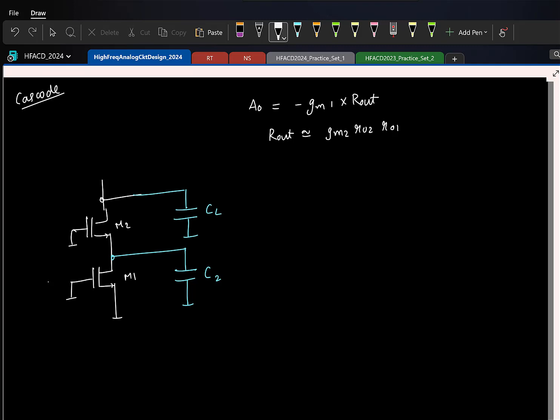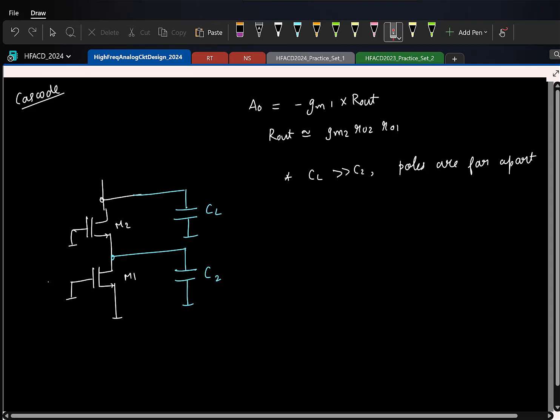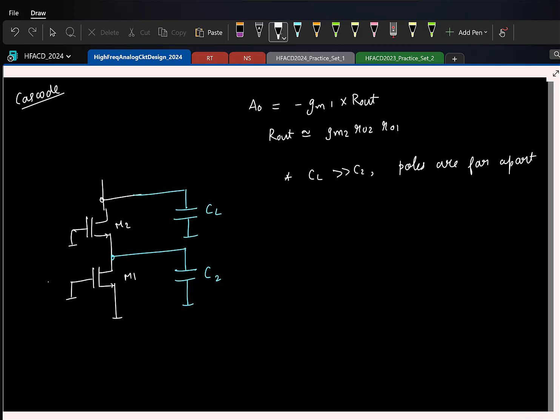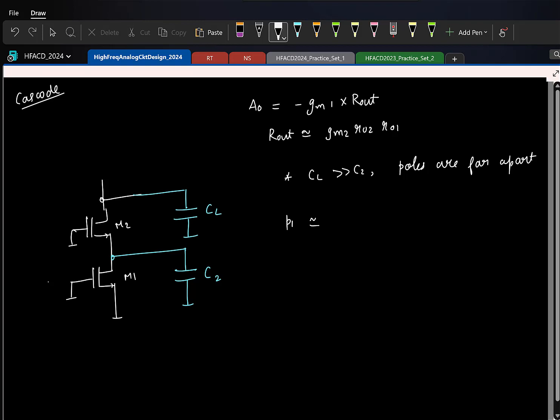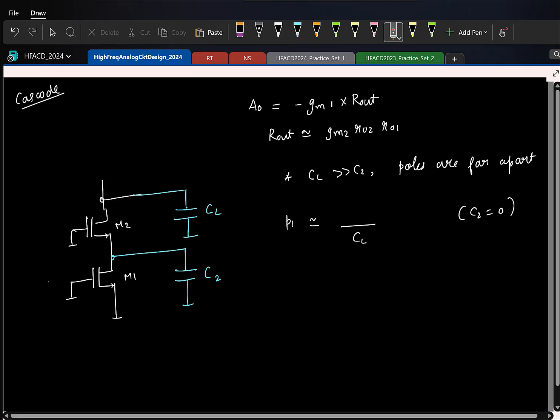Yeah. So now again we'll make similar assumptions. We'll assume that CL is much greater than C2 and the poles are far apart. So firstly, how many poles will we have here? 2 poles. We have 2 capacitors. We can independently initialize both capacitor voltages, so no contradiction. So 2 poles. So what will contribute to the low frequency pole? CL. And for this I'll consider C2 to be open, so I'll assume 0. So what is the pole? What is the pole location?